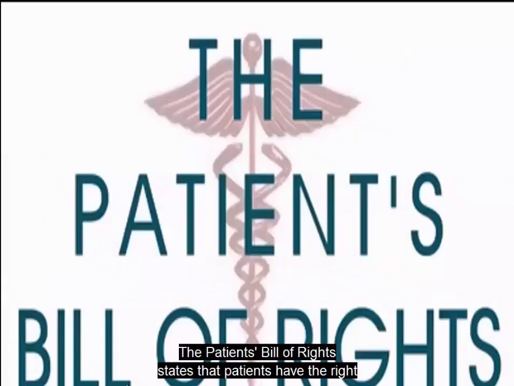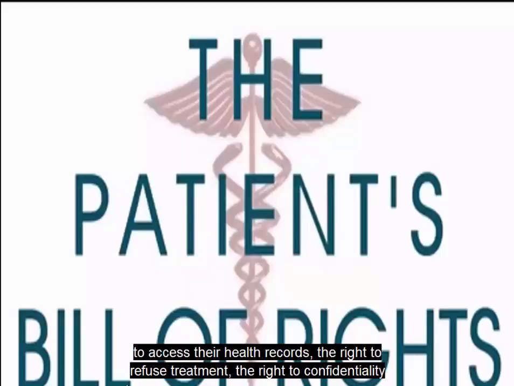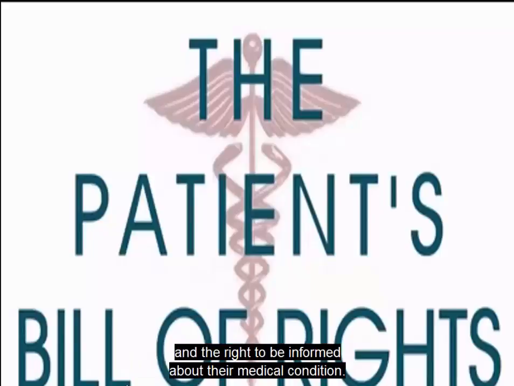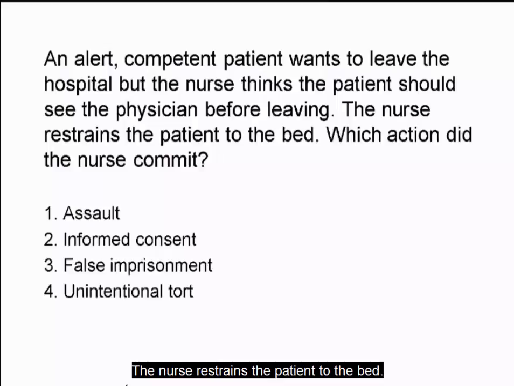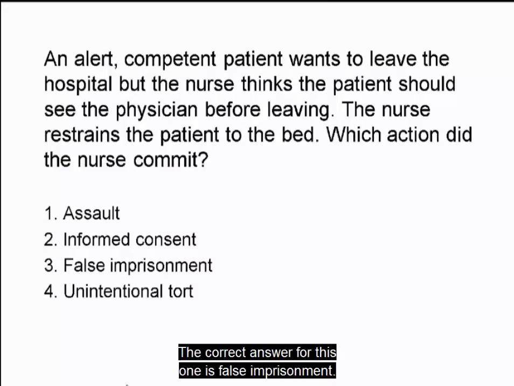The Patient's Bill of Rights states that patients have the right to access their health records, the right to refuse treatment, the right to confidentiality, and the right to be informed about their medical condition. An alert, competent patient wants to leave the hospital, but the nurse thinks the patient should see the physician before leaving. The nurse restrains the patient to the bed. Which action did the nurse commit? The correct answer for this one is false imprisonment.